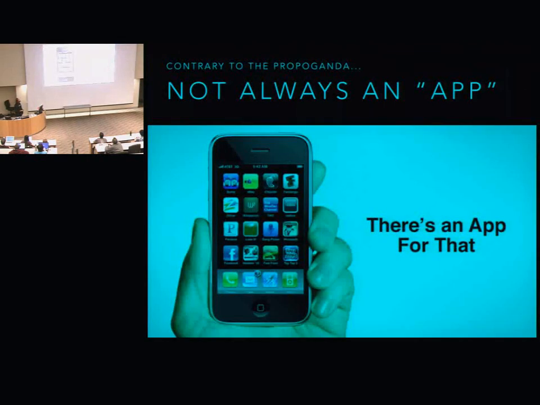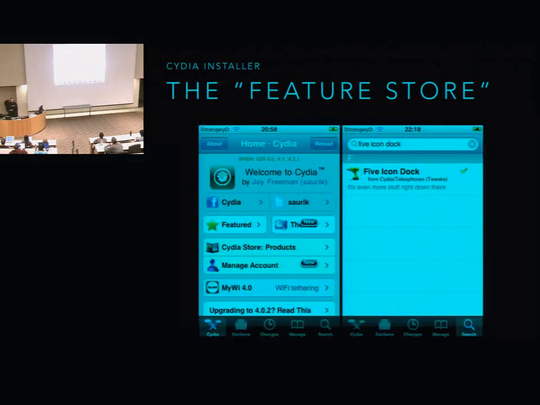So what do I mean when I say that? There's this ad you've probably seen a gajillion times from Apple, about there's an app for that, and all these different things you can get access to on your phone, all of these different experiences, whether it be companies like Yelp providing different ways of searching, whether it be games. What we provide is more features. So we have something you might call the feature store, which is Cydia.